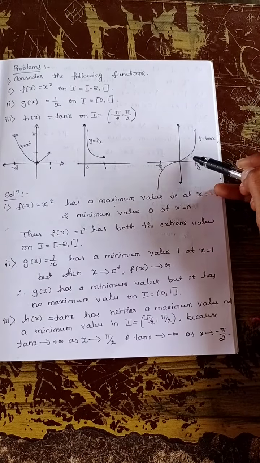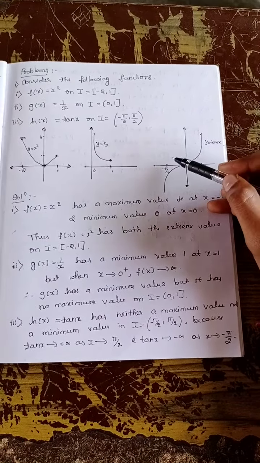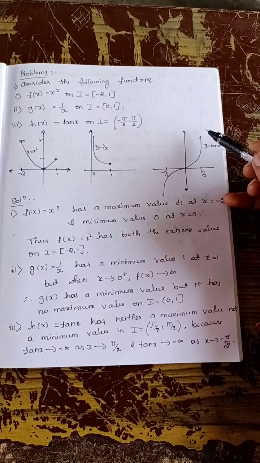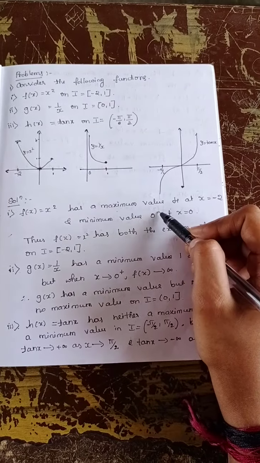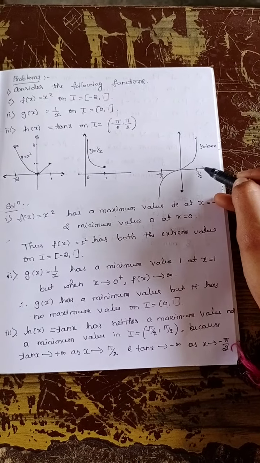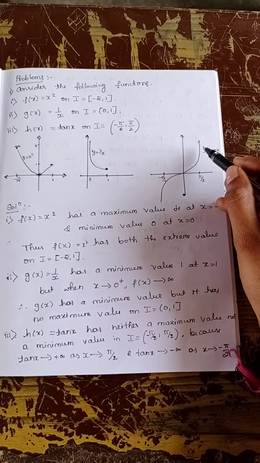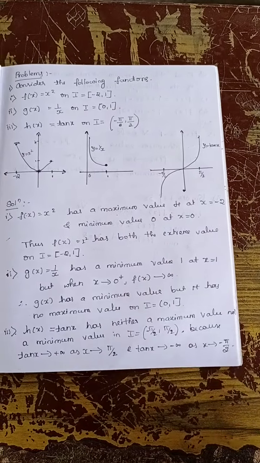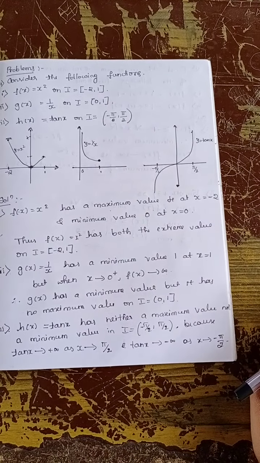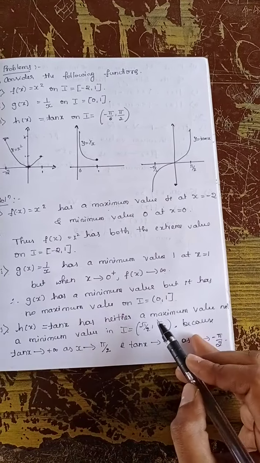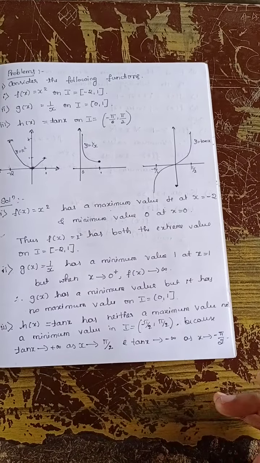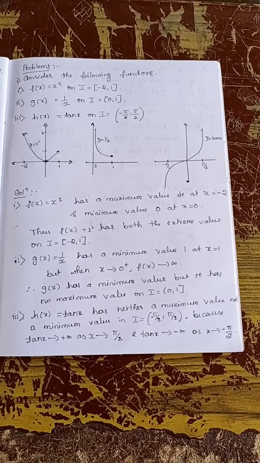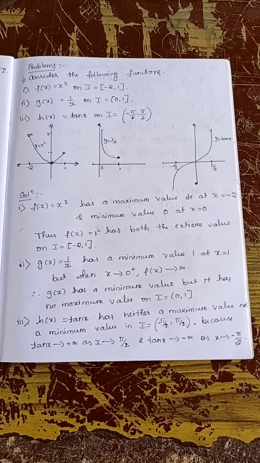Next is h of x is equal to tan x. We know the graph of tan x. This is from minus pi by 2 to pi by 2. When it comes near to minus pi by 2, it tends to minus infinity, and when it comes near to plus pi by 2, it goes to plus infinity. So there is no maximum value or minimum value in this interval minus pi by 2 to pi by 2. Therefore the function h of x has no extreme value.